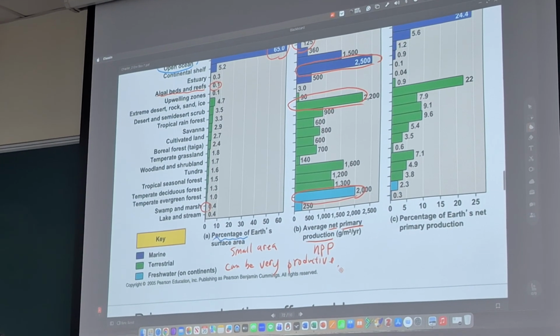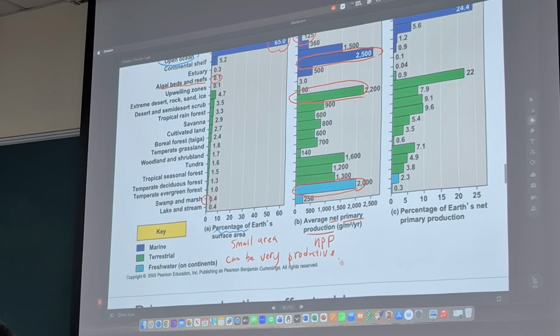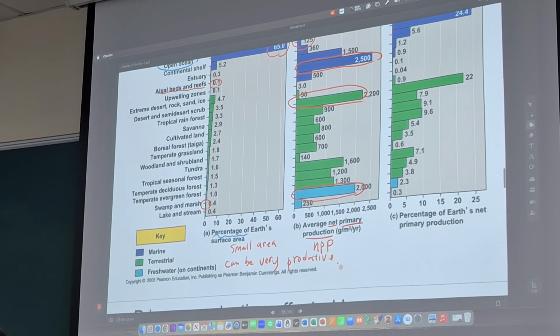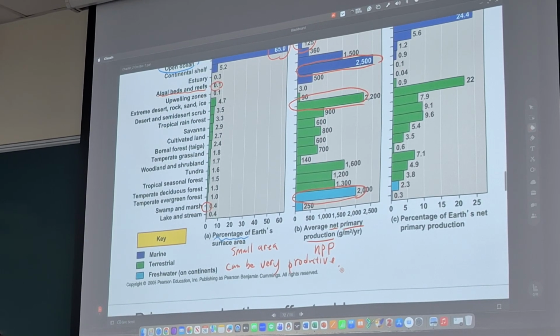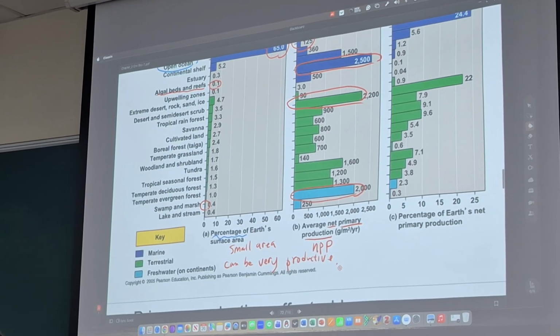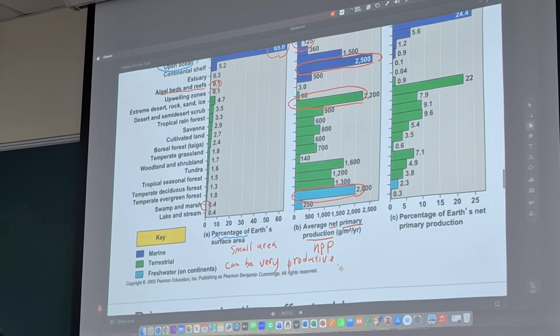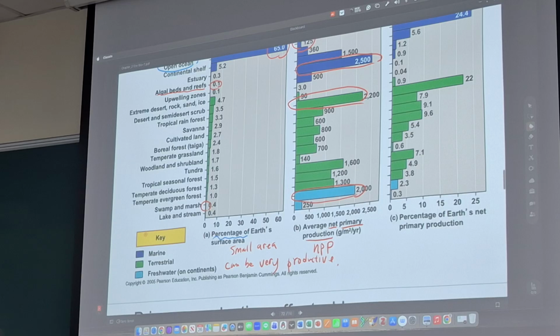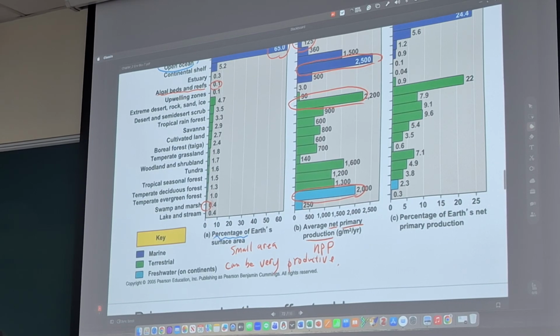Some small country can still be very wealthy, like Dubai. Some small country can still be very productive, like Taiwan. We provide semiconductors all around the world. We produce more than 90% of semiconductors, to provide the AI and computer industry around the world. So a small area can also be very productive.